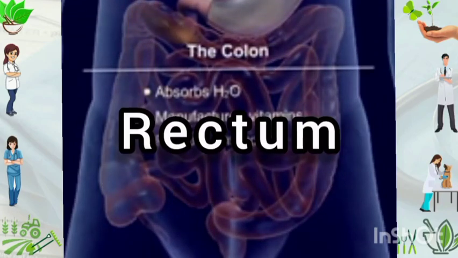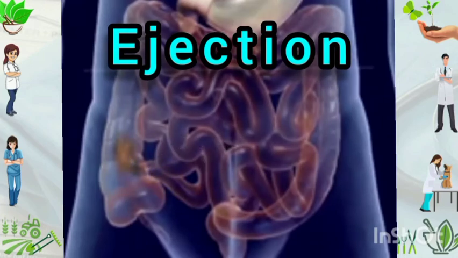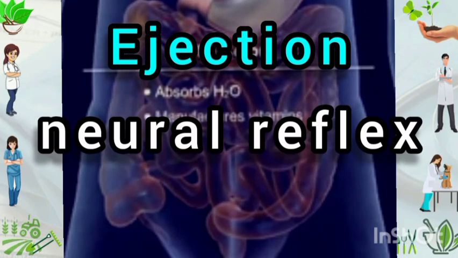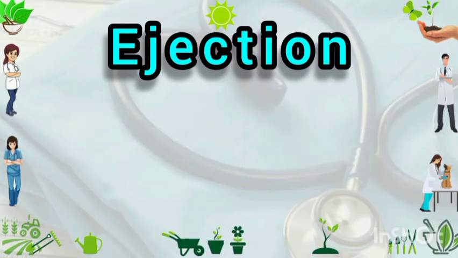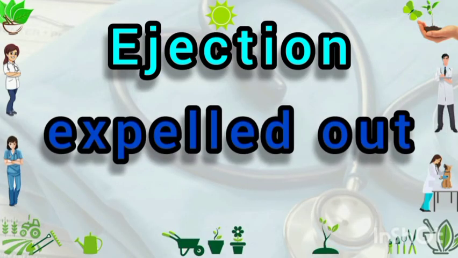The digestive wastes, solidified into coherent feces in the rectum, initiate a neural reflex, causing an urge or desire for its removal. It is expelled out through the anus by the process of ejection.